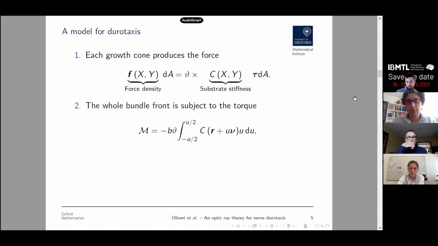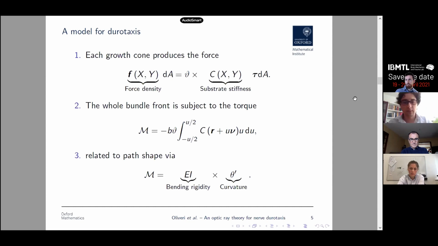And now if we integrate all these effects, we obtain a global torque applied to the bundle front, which is obtained by summing all the infinitesimal torques produced by each growth cone, which results from the fact that each growth cone is located at a certain distance from the central axis of the bundle. And last, if we want to obtain an actual trajectory of the bundle, which is a geometrical notion, we need to express how much curvature is created by a given torque, which can be described by introducing the notion of bending rigidity, which is the product of the Young's modulus by the second moment of cross-sectional area.